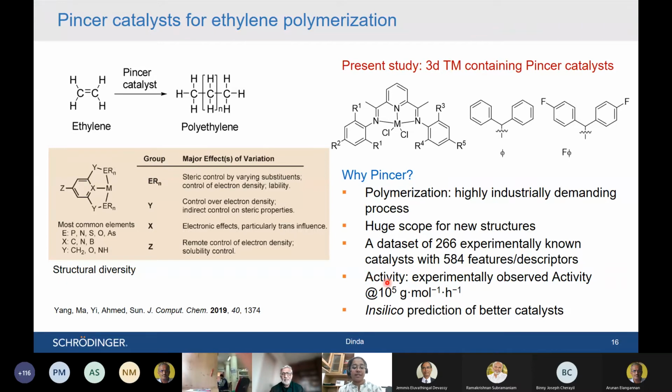This activity is the experimentally known activity, and our goal is to find an automatic workflow that will be able to predict the catalyst or the features which one should keep in mind when designing a new catalyst.